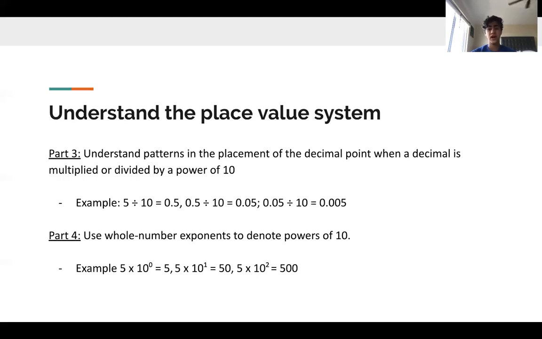Now, if we wanted to do 5 times 10 squared, we know that 10 squared is 100. So 5 times 100 will give us 500 in this case. So understanding that each of these bases of 10 can be written as exponents helps us realize that you're increasing 10 times every time.